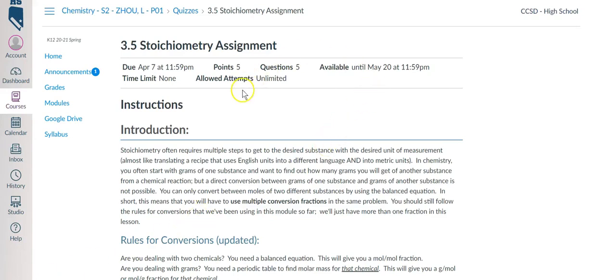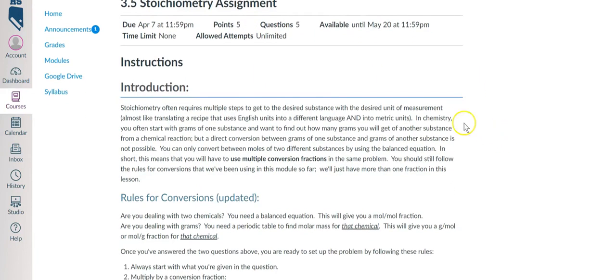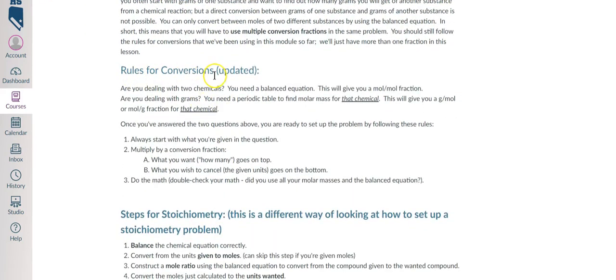Okay, someone had asked for help on doing the stoichiometry assignment, so let me see if this would help. For 3.5 stoichiometry, we have these rules for conversion, which I'm going to be using. You have other rules that other teachers would use as well, but I like my own rules.